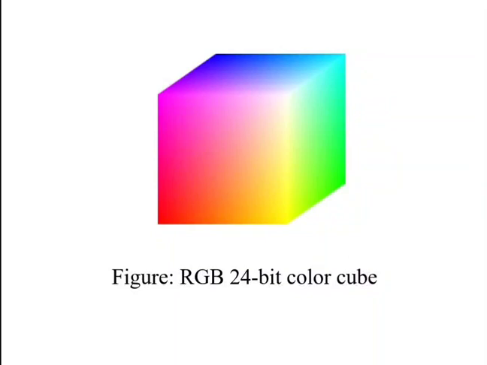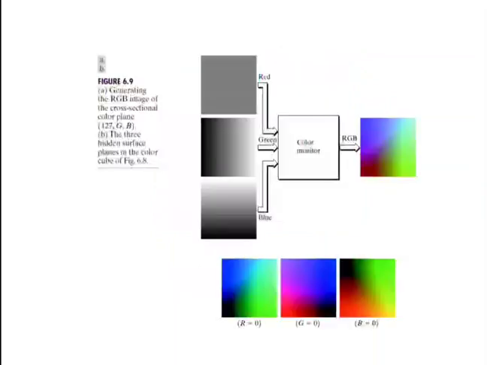The figure shows the image of the cross-sectional plane, viewed simply by feeding three individual component images into a color monitor, as shown in the figure. In the component images, 0 represents black and 255 represents white. Finally, as shown in figure B, the three hidden surface planes of the cube are generated, as we discussed earlier.